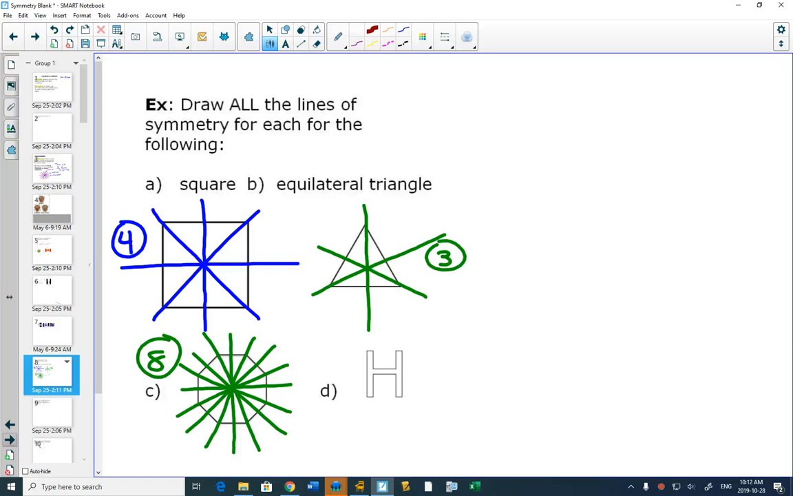And Riley, pick someone for the next one. Jacoby, how many lines of symmetry on the letter H? There's 2. Perfect. One this way and one this way, for 2 of them.